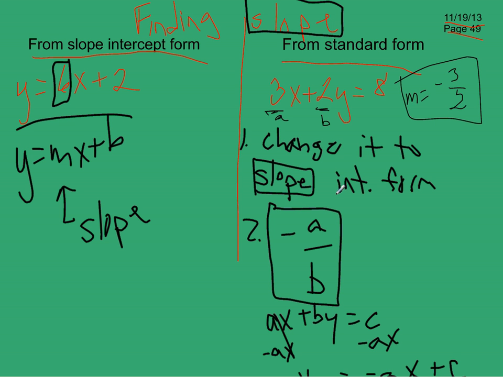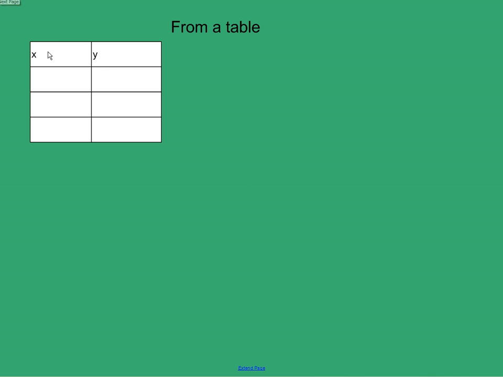So you can either turn it into slope-intercept form and find what that coefficient is, or you can simply say, I'm going to use this shortcut. I memorized it, so I'm going to use it, and then you can use it that way to find the slope. Okay, I'm going to go ahead and skip from a table right now. We'll catch up to that in class tomorrow because I don't want to make this video too long for you.